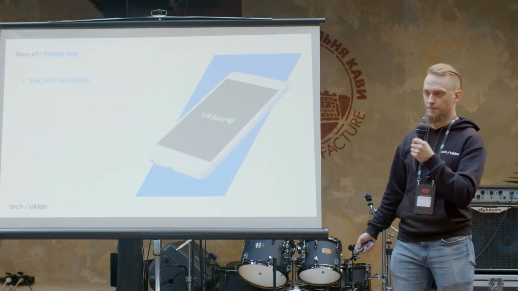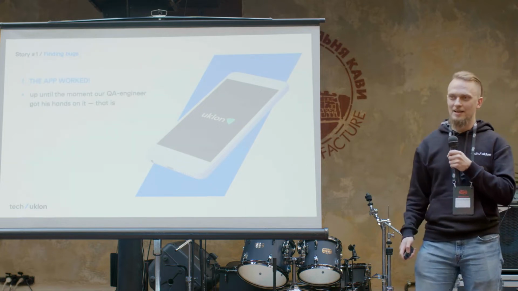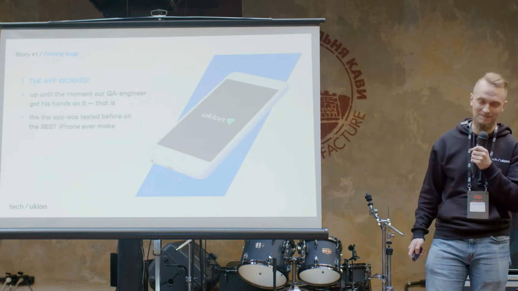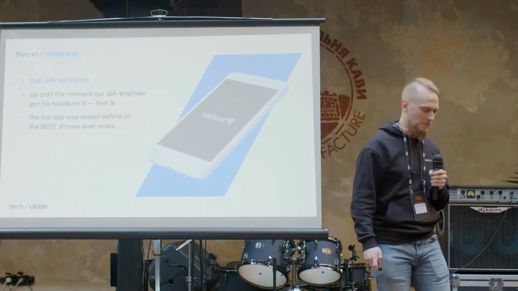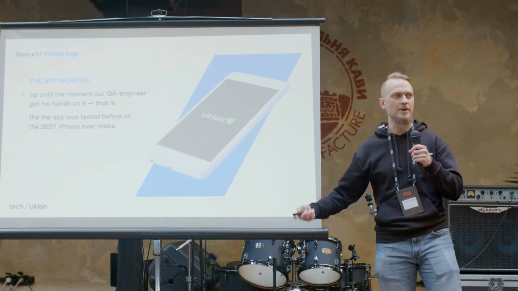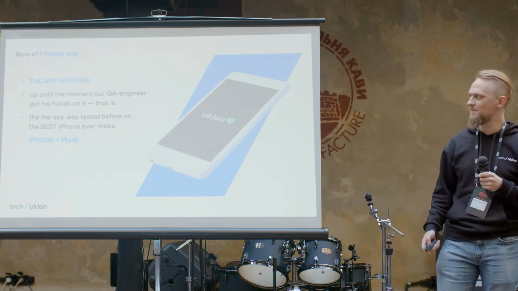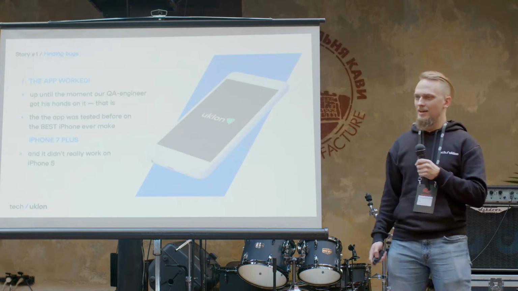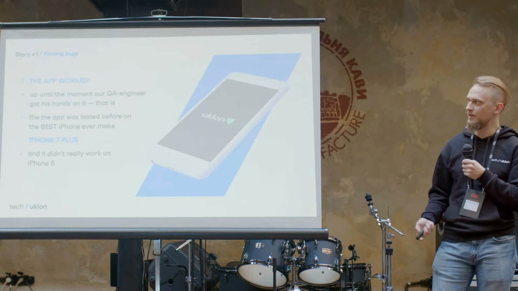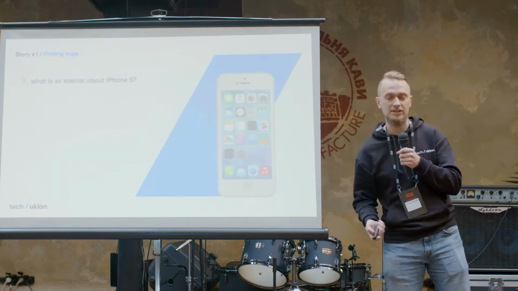And the app worked at first sight. And then our QA engineer got his hands on it, and it stopped. Well, during development, the code was tested on the best iPhone ever made, which back in the day was the iPhone 7 Plus. And our QA engineer tested it on an iPhone 5. So what is the difference? What's so special about the iPhone 5 compared to the iPhone 7 Plus?